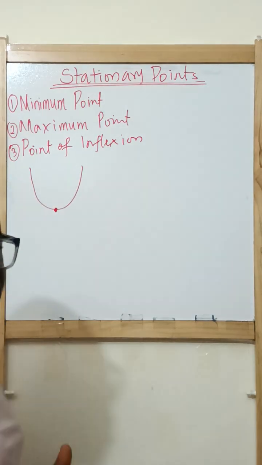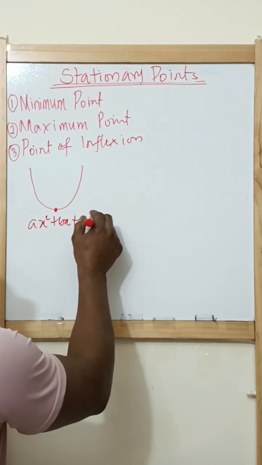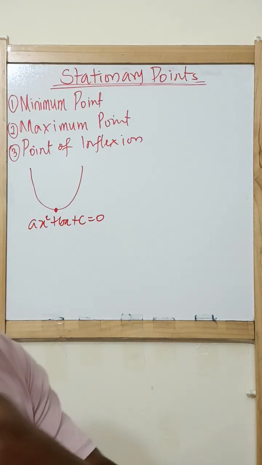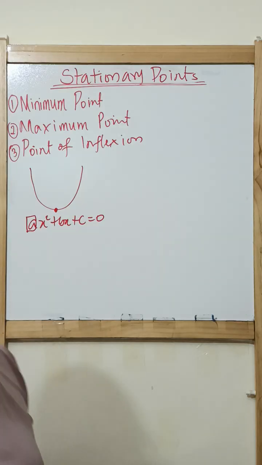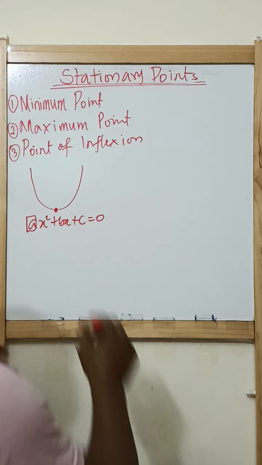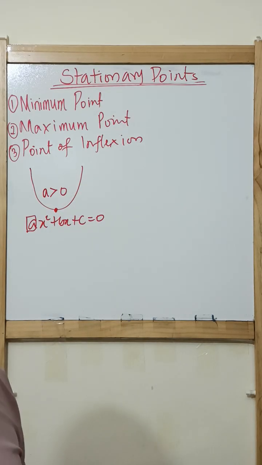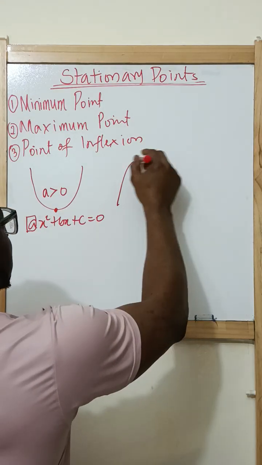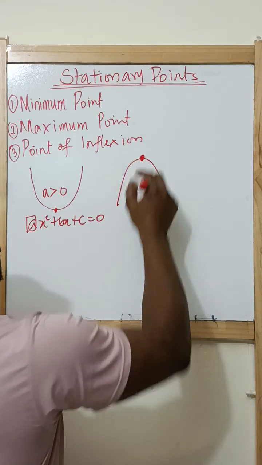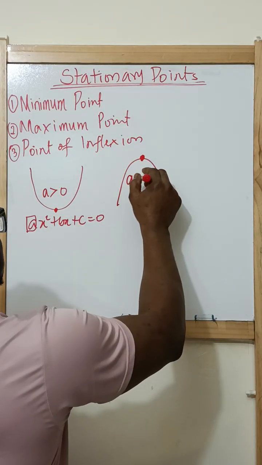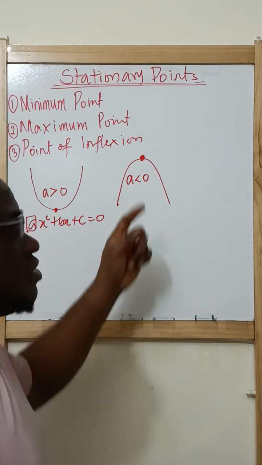This is a quadratic curve, that is ax squared plus bx plus c equals 0. It is a minimum when a is greater than 0. That's for minimum points. When it is like this, this is called a maximum point. Here, a is less than 0. So a is less than 0 for maximum points.